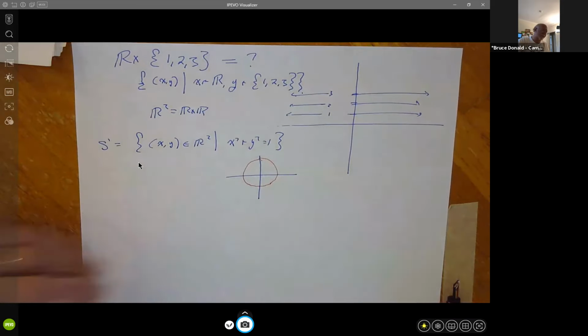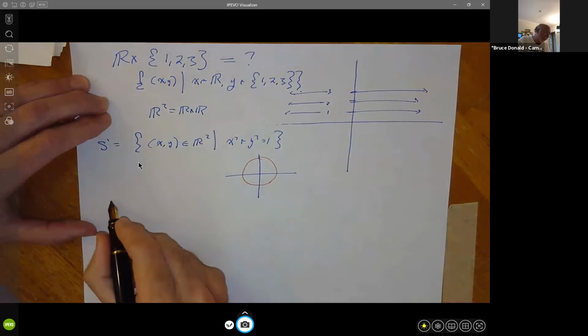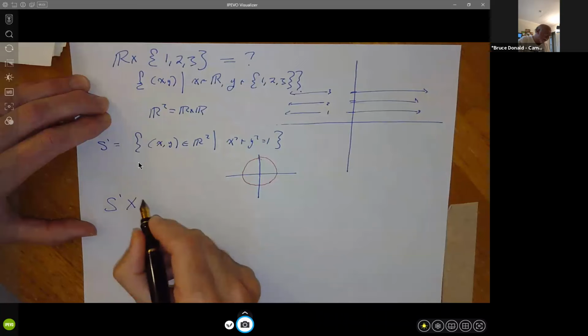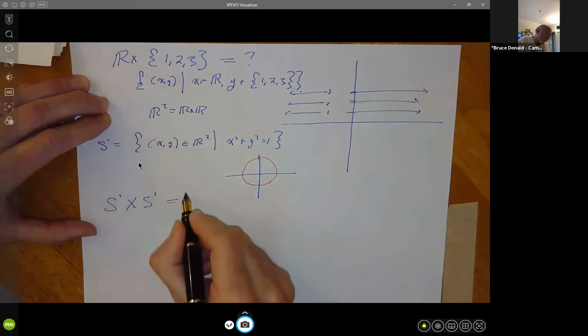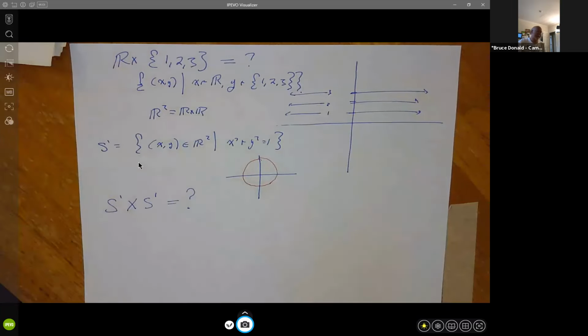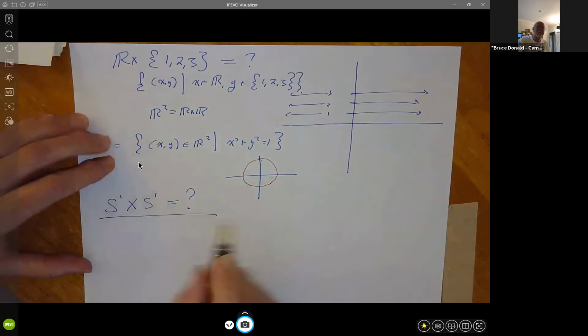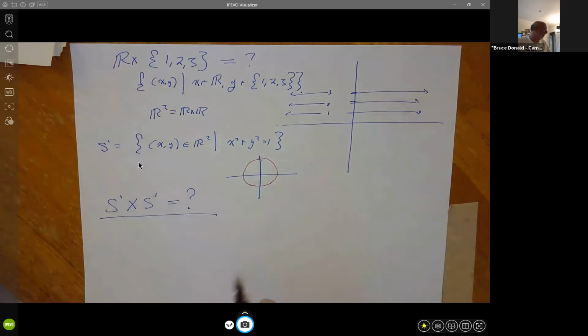And here's one for you all to think about. What if I asked, what is S1 cross S1? What does that look like? Okay, so I'm going to leave you to think about this one. We'll do a little more, maybe recitation on that, some of these Cartesian products, and you can think about these.